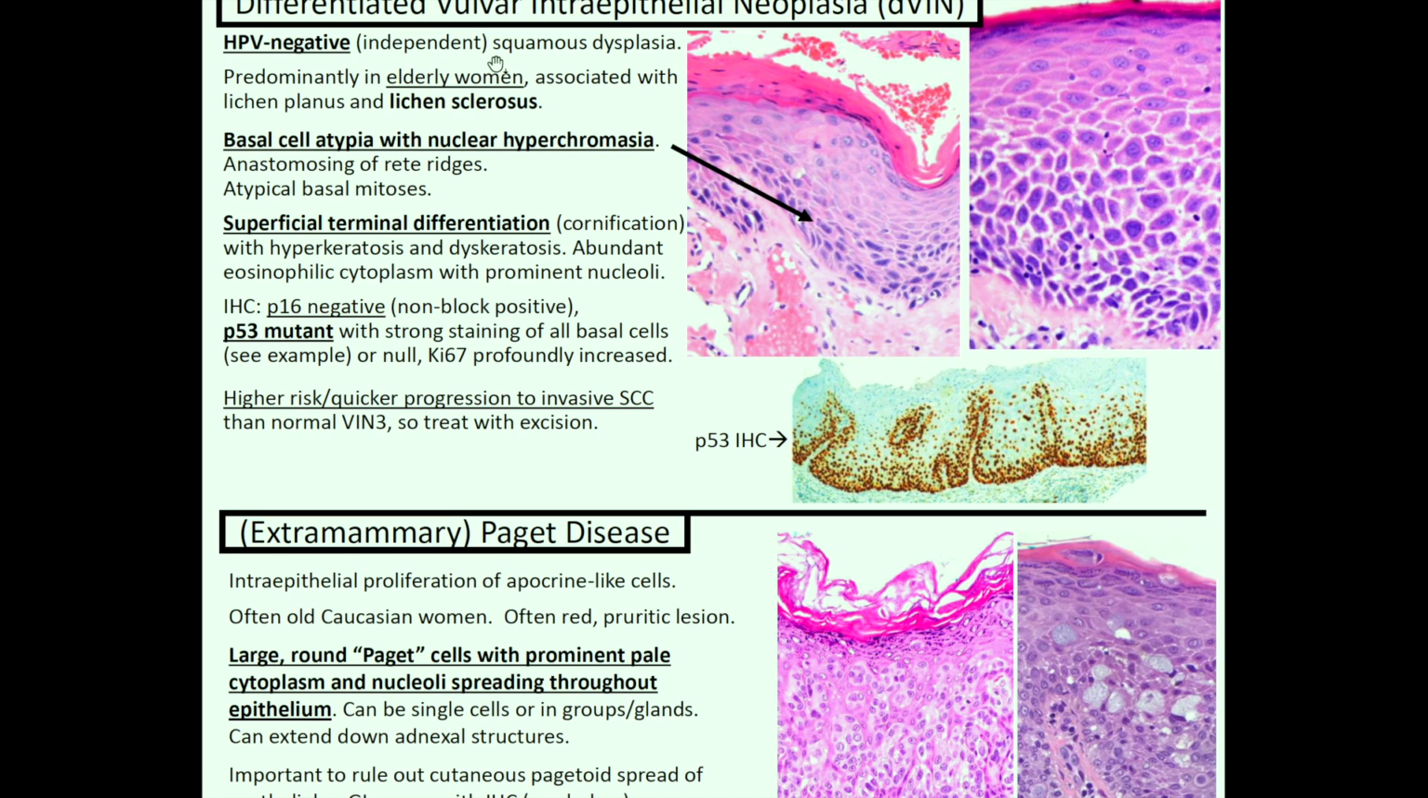And the Ki67 is profoundly increased in DVIN. So there is a higher risk for quicker progression to invasive squamous cell carcinoma than normal VIN3. So for DVIN, the treatment is excision.